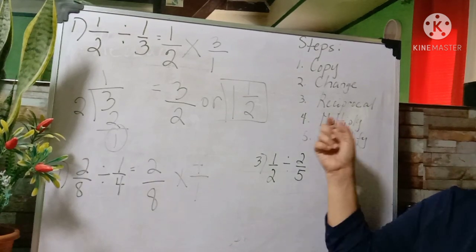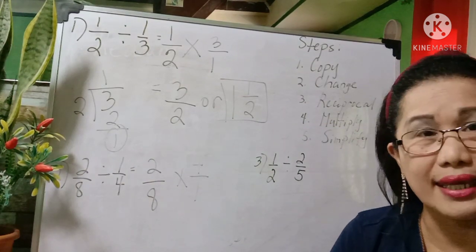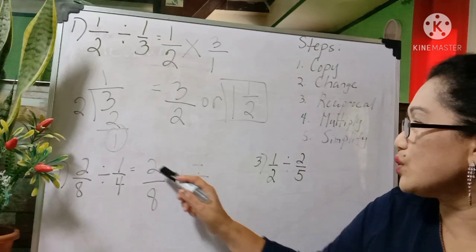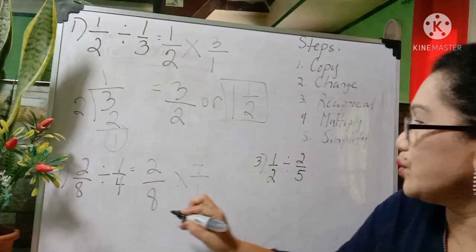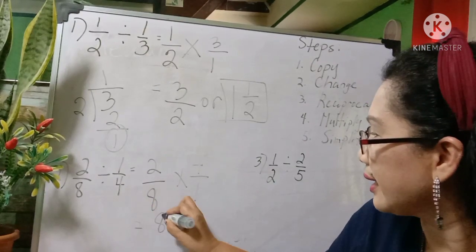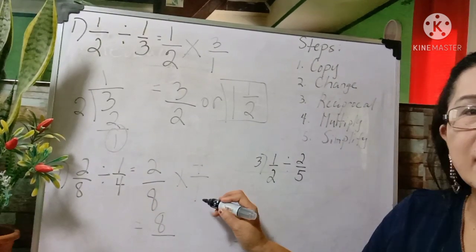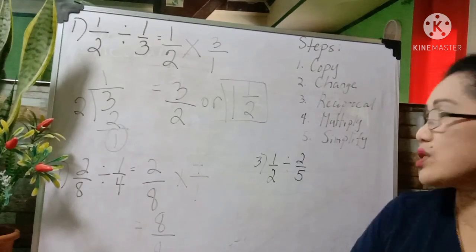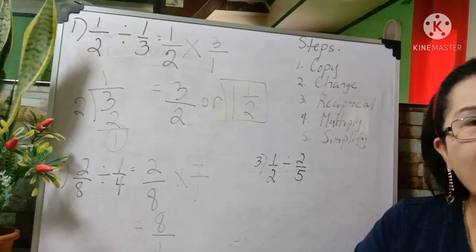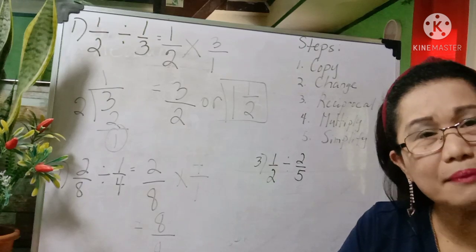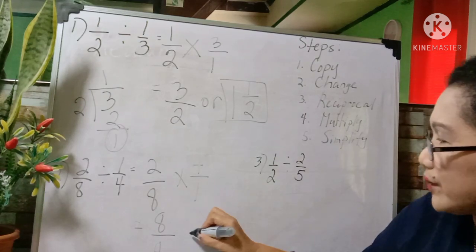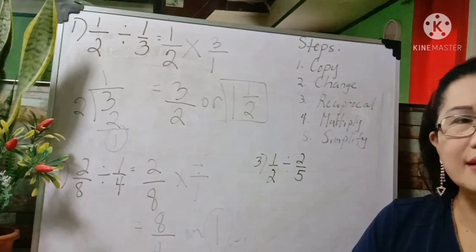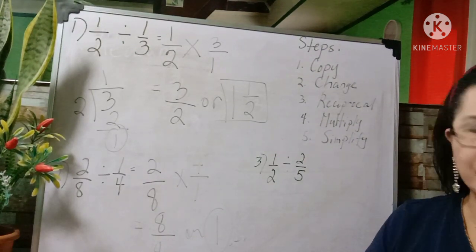Pagkatapos nito, you are going to multiply. Okay, so, multiply po natin guys. Ang 2 times 4 will give you 8. Tapos, 8 times 1 will give you 8. So, kapag ni-reduce mo or simplify mo, di po ba 8 divided by 8? Di po ba 1? So, therefore, the answer is equal to 1. So, that's it, guys.